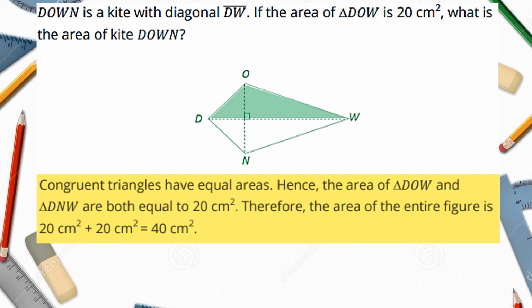So, here, obviously, we have formed again two congruent triangles. And these congruent triangles have equal areas. So, kapag dinoble natin si triangle DOW, mabubuo natin ang measurement ng buong kite na DOWN or the kite DOWN. So, DNW or the triangle DNW is also equal to 20 cm squared. So, meaning the area of the entire figure is 20 plus 20, which is 40 cm squared or square centimeters.